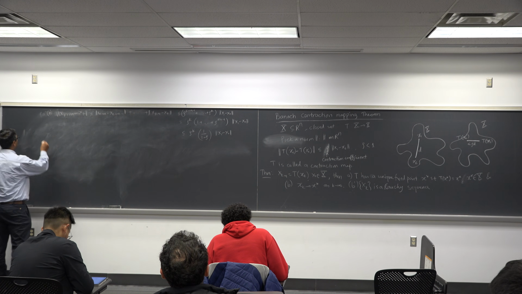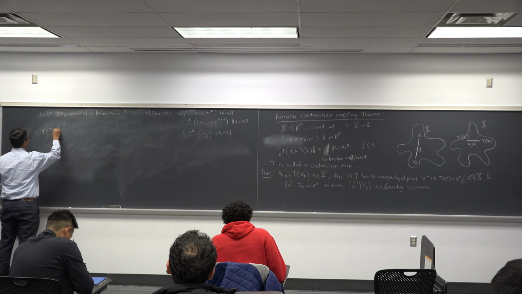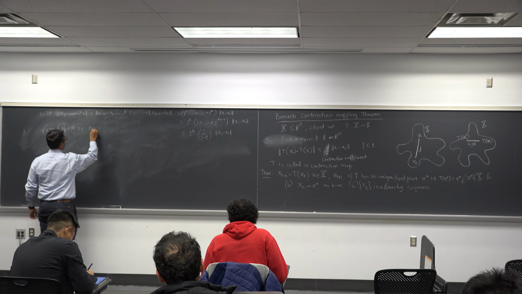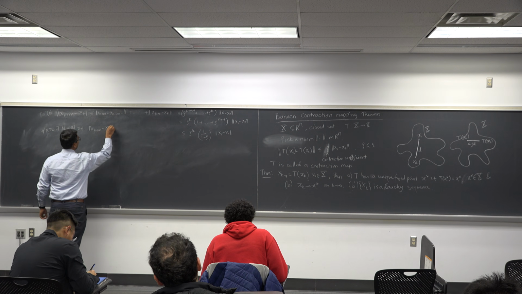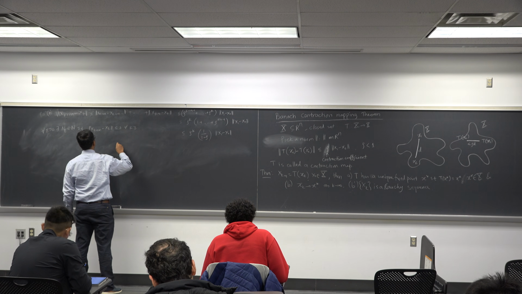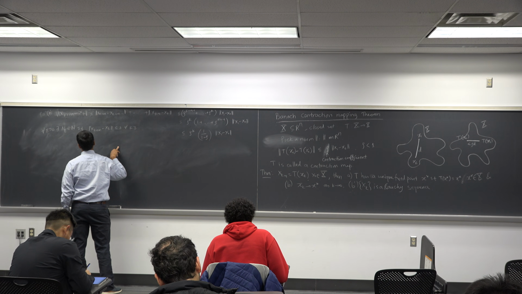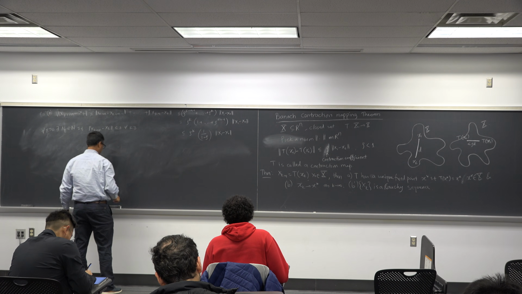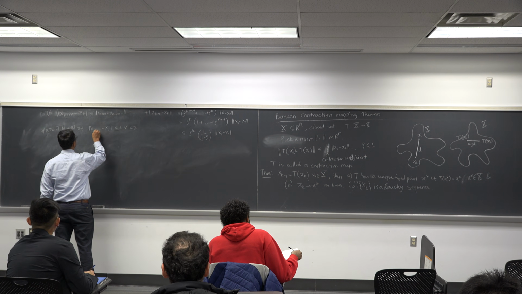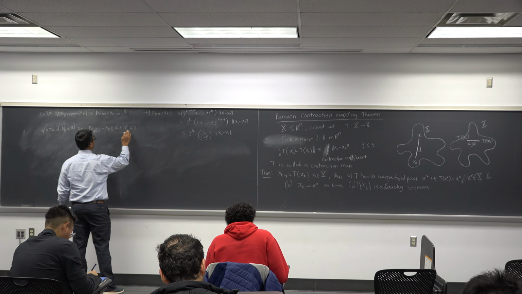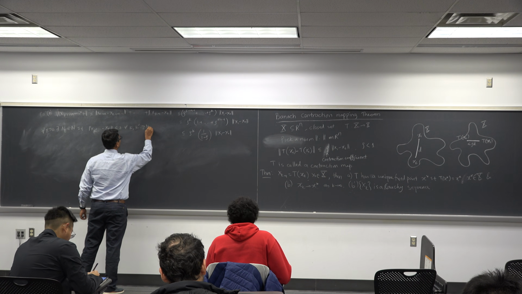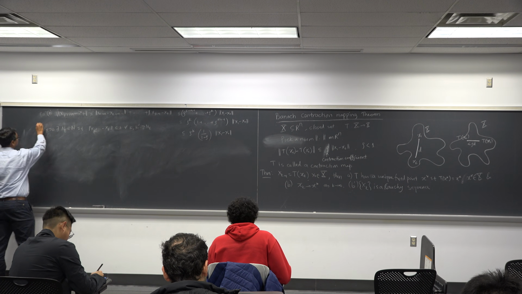What's the definition of a Cauchy sequence? That for every epsilon greater than 0, there exists an n epsilon such that xk prime minus xk is less than epsilon for all k, k prime greater than or equal to n epsilon. This is the definition of a Cauchy sequence.